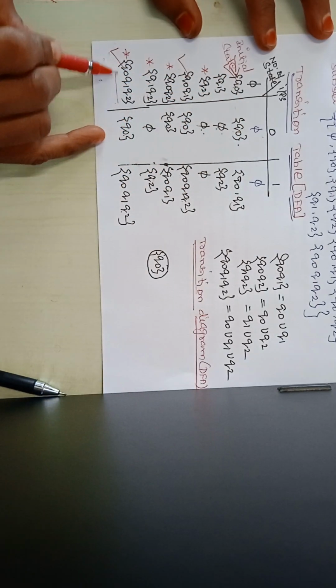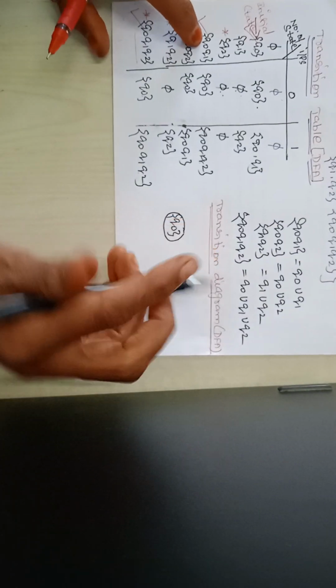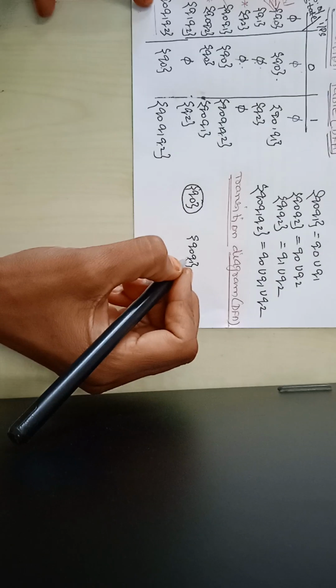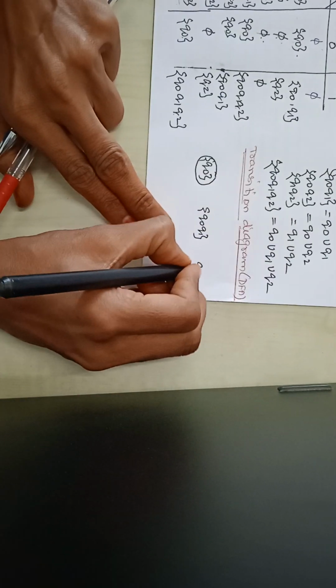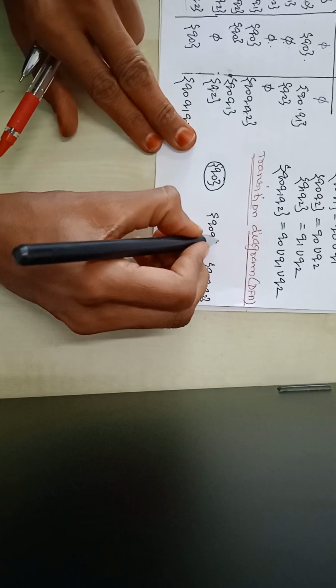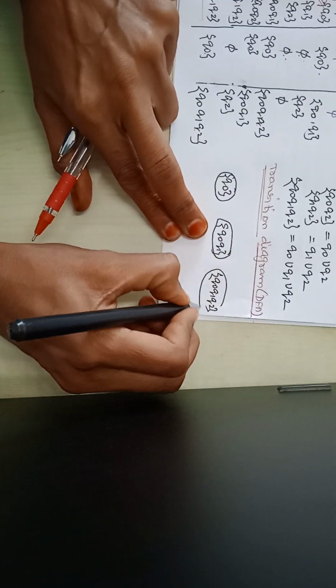Q0, Q0 Q1, Q0 Q1 Q2. Q0 is the initial state, then the accessible states are Q0 Q1 and Q0 Q1 Q2. So I have to make these states.